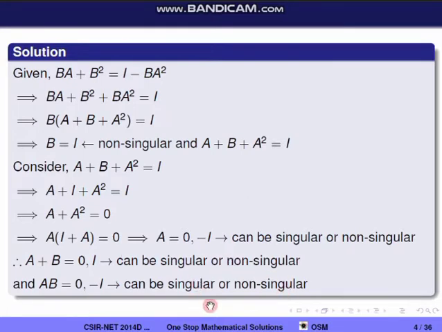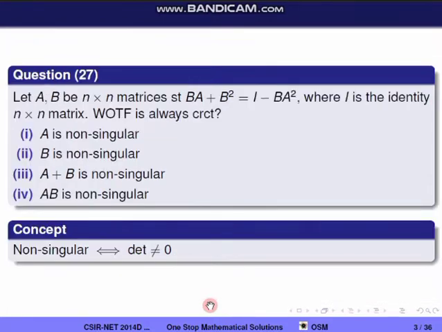So now we will check the correct options. We only got B as a non-singular matrix, so our correct option is the second one.